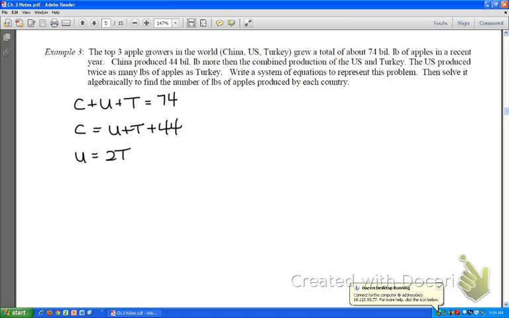Again, most common mistake on this one would either be doing addition instead of multiplication. If I was doing addition, it would say two more than. That's all it would say. Not twice as many, it would say they produce 2 more than, right? The other common mistake is putting the 2 on the u instead of the t. All right, so now we have a system of equations to solve. What is nice about this system?